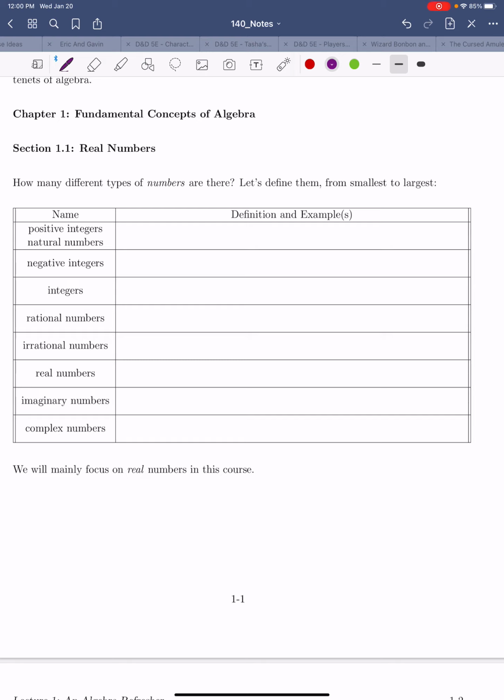Let's start with the positive integers, also known as the natural numbers. We're going to typically favor the label positive integers, but there's nothing wrong with natural numbers. The positive integers is merely the set of all positive counting numbers, right? 1, 2, 3, 4, etc. All those positive numbers that we can count. Now note that I put an ellipsis, ..., because there is no end to the counting numbers. It goes off to infinity.